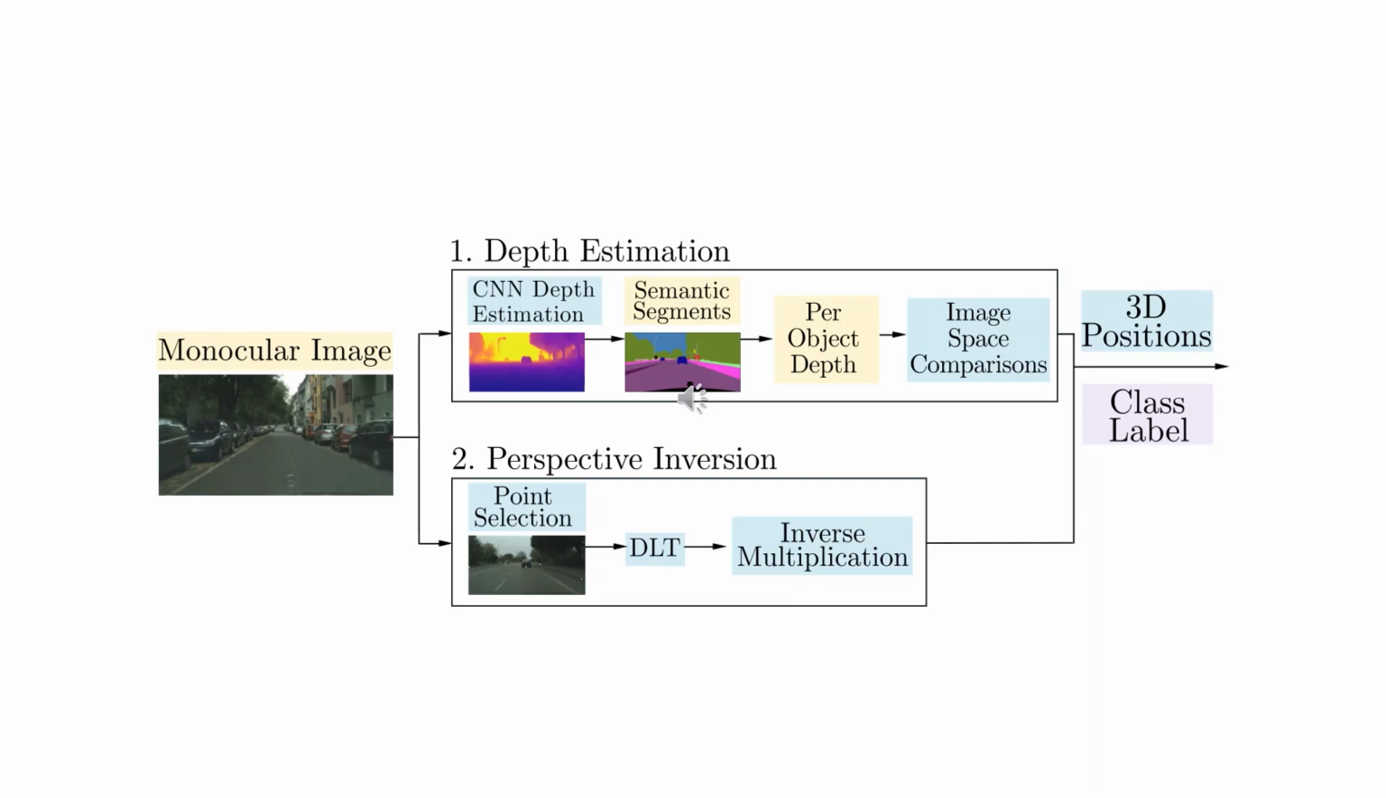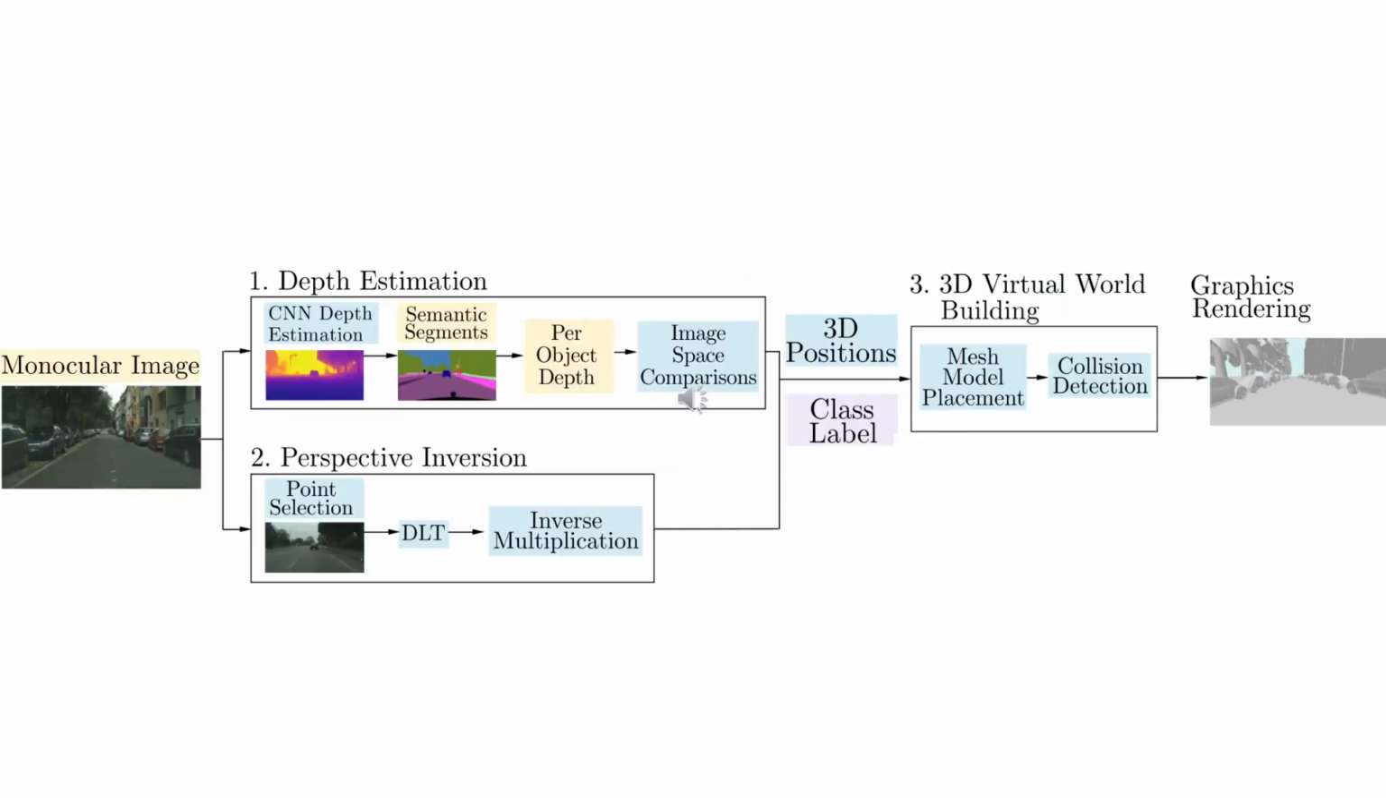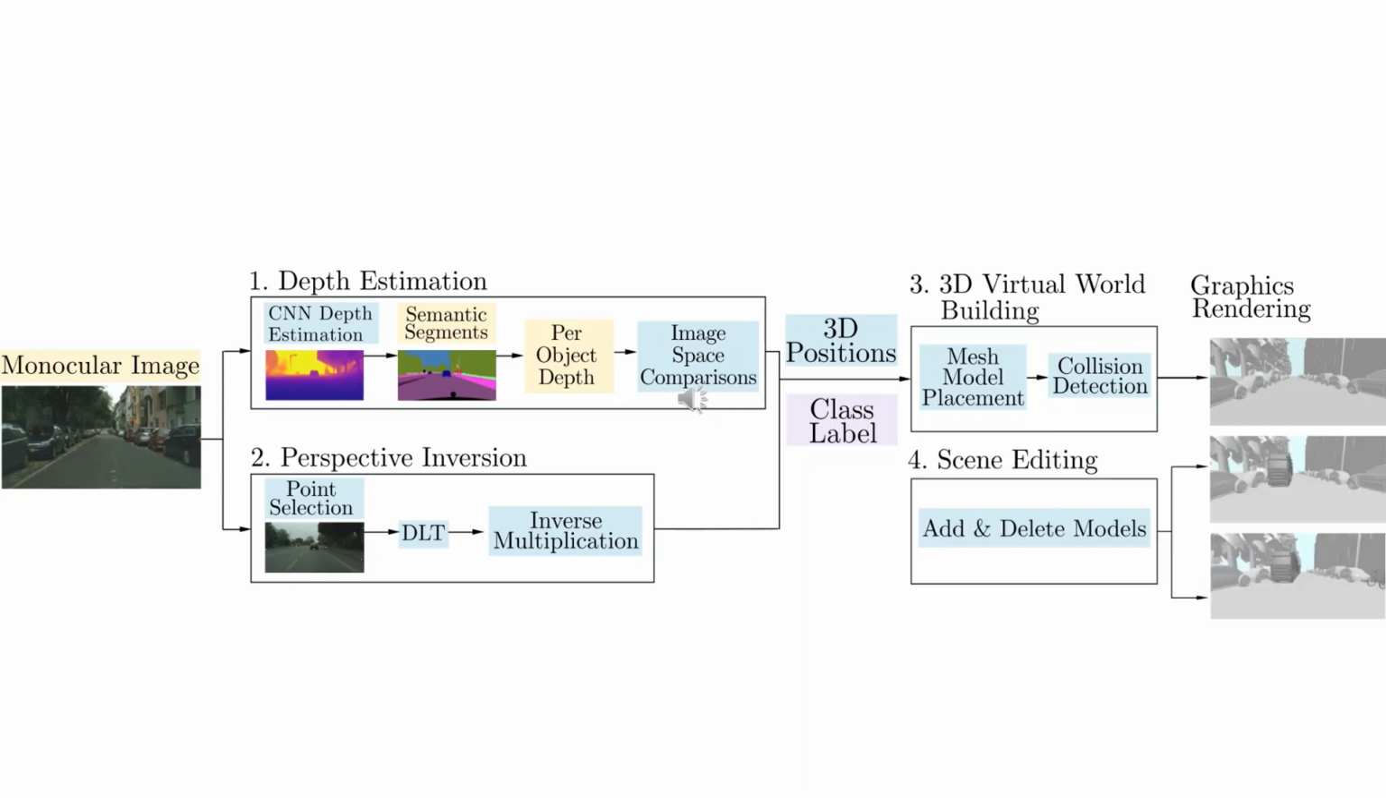As such, we obtain 3D positions from steps 1 and 2, as well as the semantic label of an object. We pass these on to load a 3D model from a curated database of models into the virtual world at the computed positions, perform an AABB collision detection to ensure that models do not intersect, and render the same. This virtual world can then be edited with the addition and deletion of models, as well as animated to create a living virtual world.